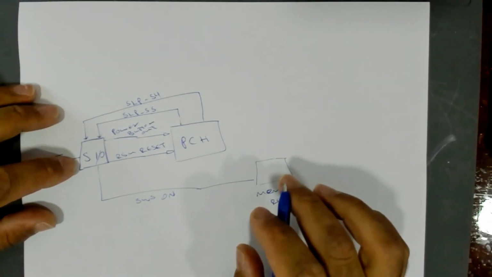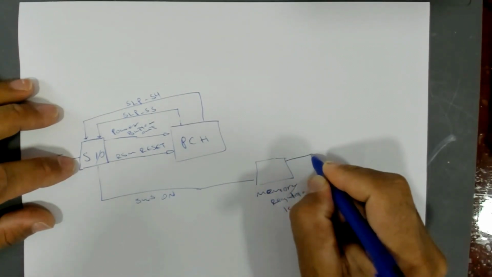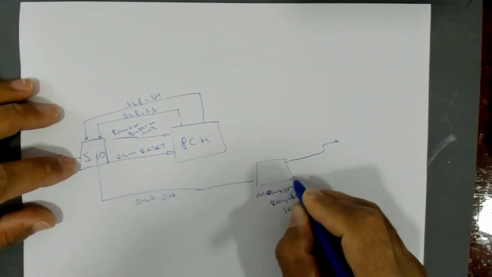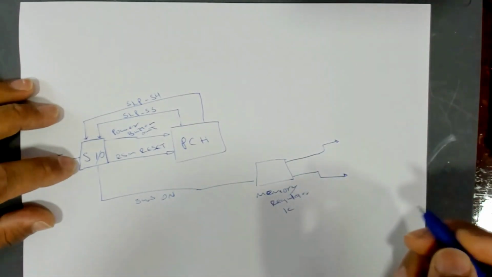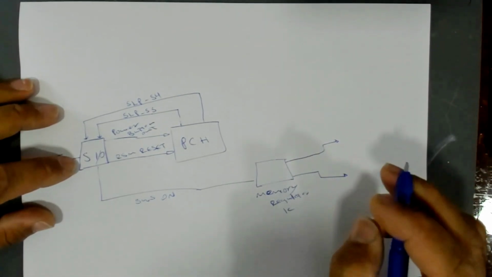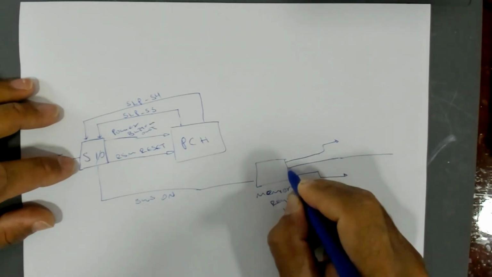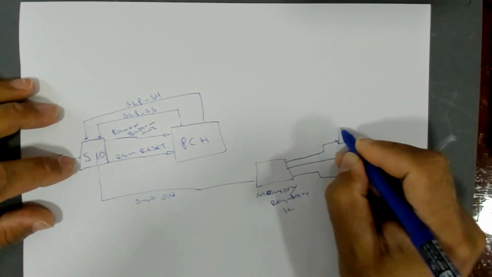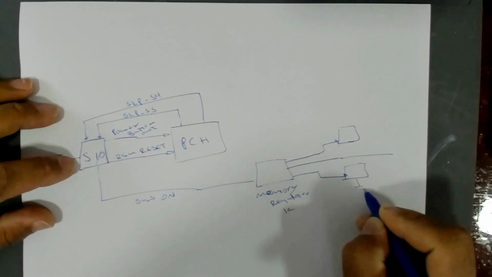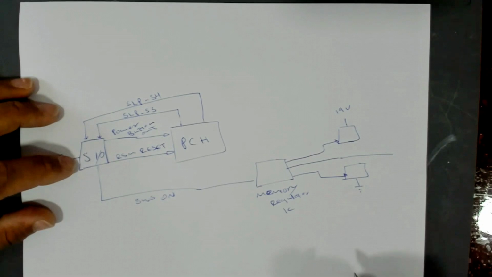This IC will then drive two MOSFETs, N-channel MOSFETs. One is high side and one is low side MOSFET. Both of these MOSFETs are used to regulate the voltage. So we have a MOSFET here and another MOSFET here. One is connected to ground and one is connected to 19 volts power supply.